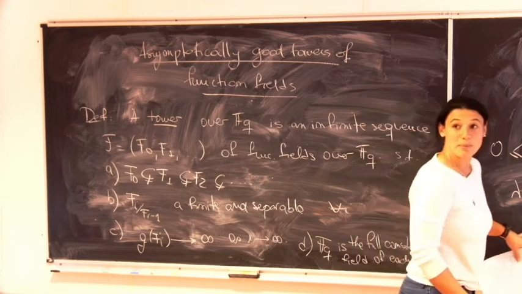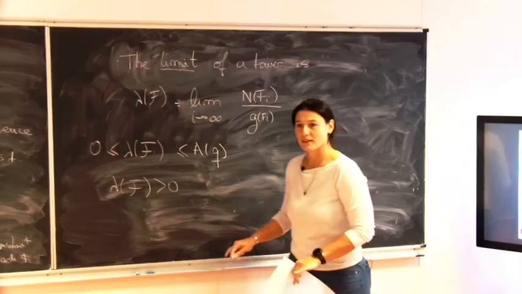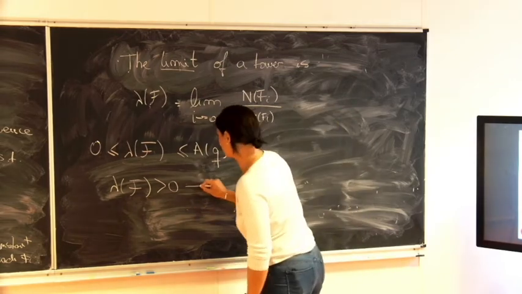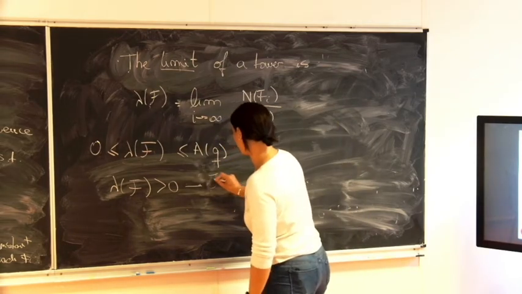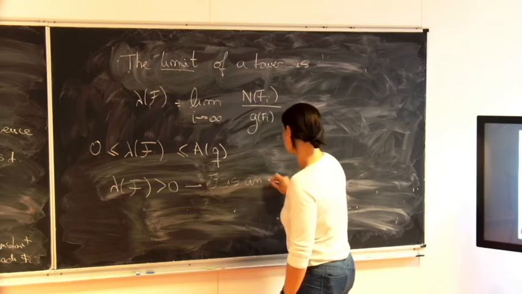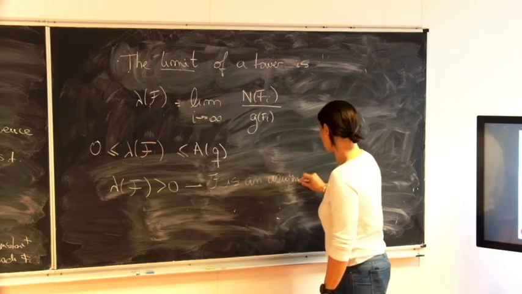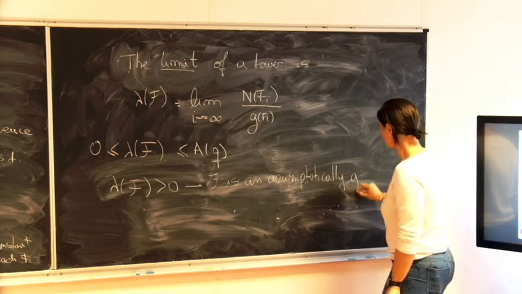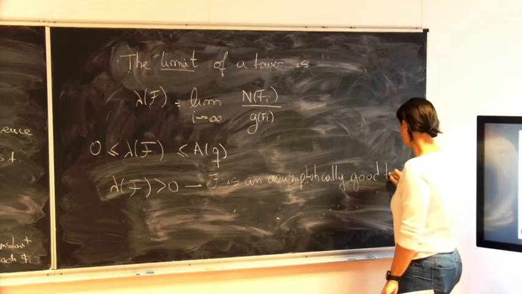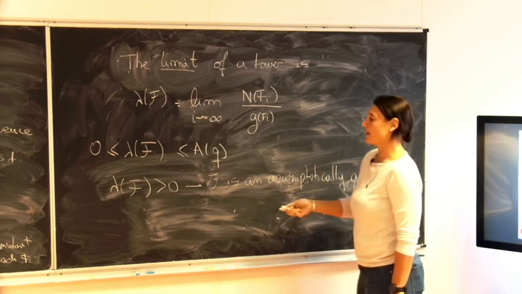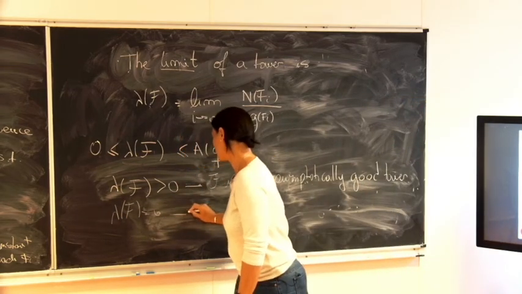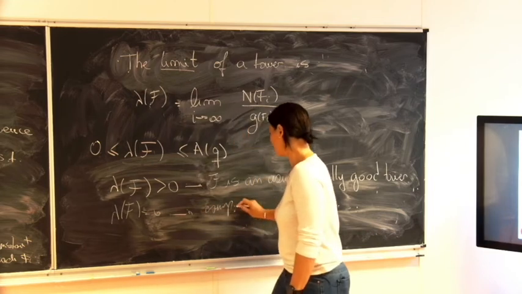And when this happened, we said that the tower is asymptotically good. In this case, we said that F is an asymptotically good tower. And in the case where lambda is 0, we say that it's asymptotically bad.